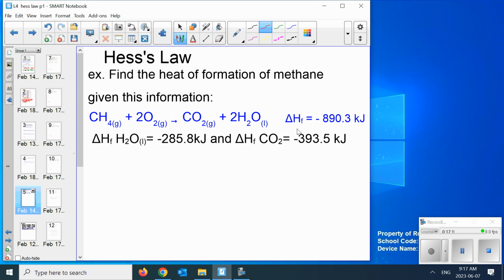Now, first of all, you've got to know what methane is already. So, methane is CH4. Okay? Given this information, we're given this equation here. I'm going to just copy and paste it after a second. But we're also given that the water's heat of formation and the carbon dioxide heat of formation are those values as well. What we need to do first is write out those formation equations. Okay? And we're going to write them out for 1 mole of water and 1 mole of carbon dioxide.